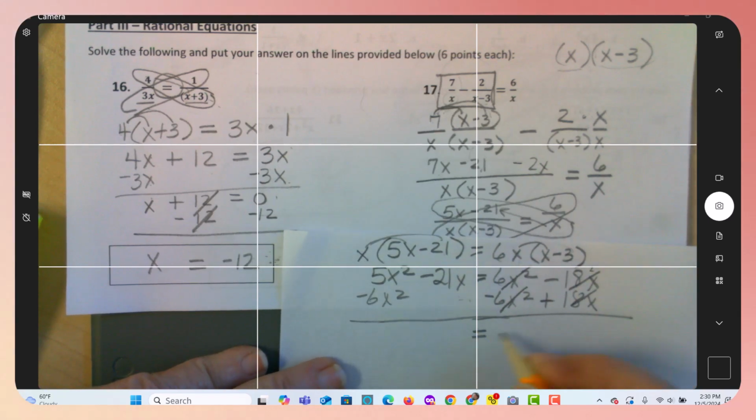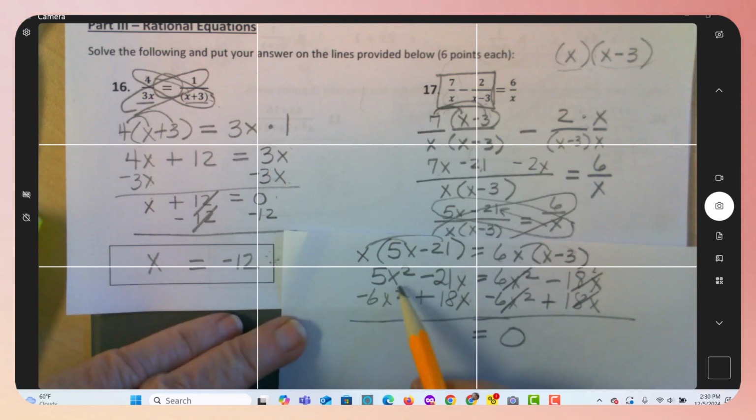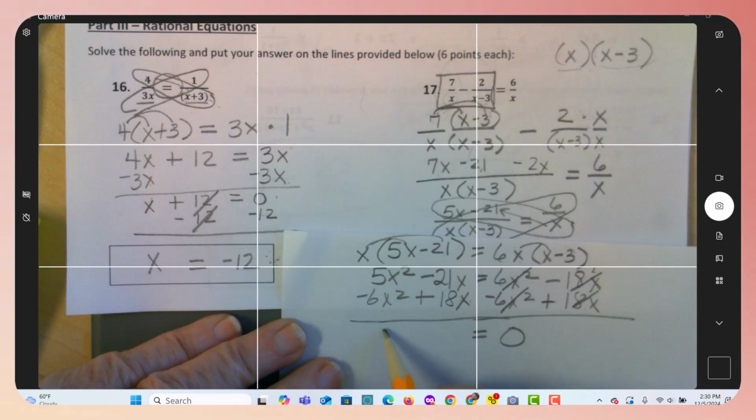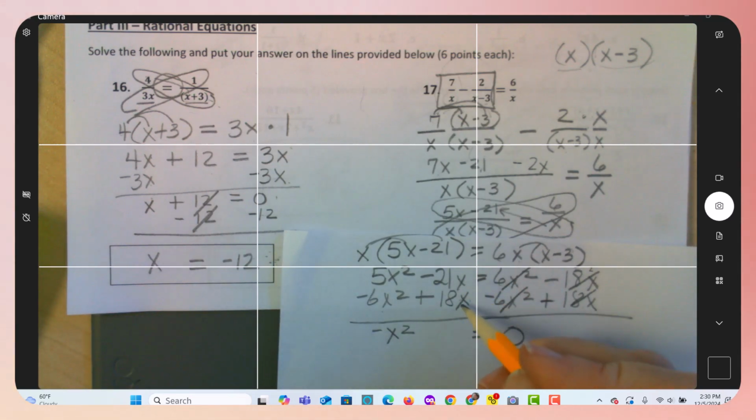So on the right hand side I have 0, and I added 18x to both sides, so let me not forget to do that to the left hand side as well. Alright, negative 6x squared plus 5x squared is negative x squared, and then negative 21 plus 18 is negative 3x.